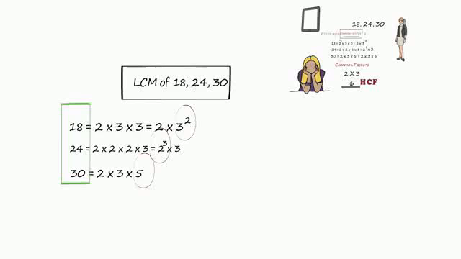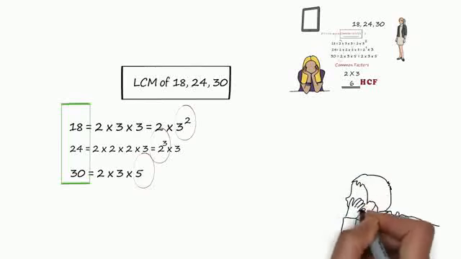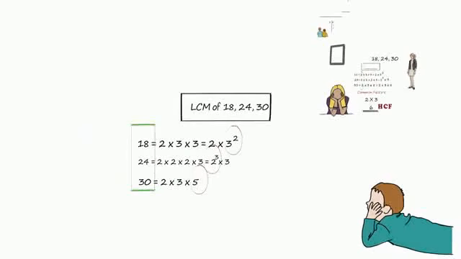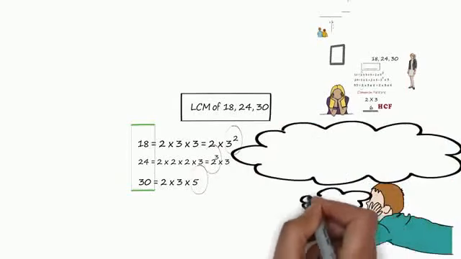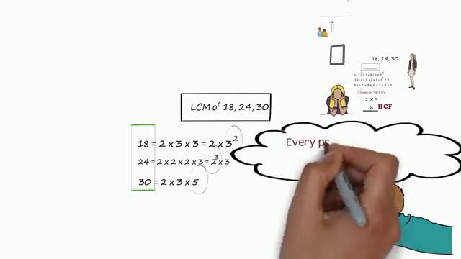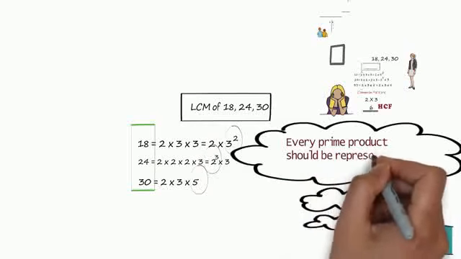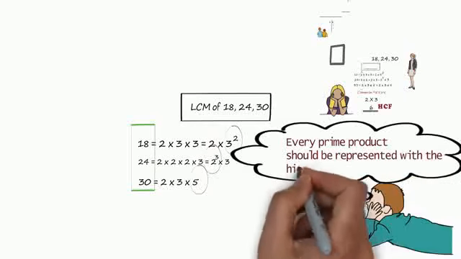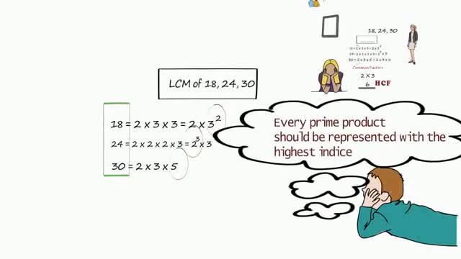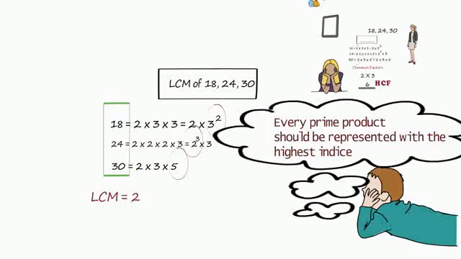So when it comes to 2, we are taking 2 to the power 3, right? When it comes to 3, we're taking 3 to the power 2 from 18. And when it comes to 5, we're taking 5 from 30. Like I'm saying, every prime product should be represented with the highest index, right? Now, so what is going to be our LCM?